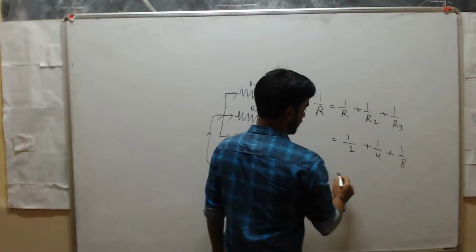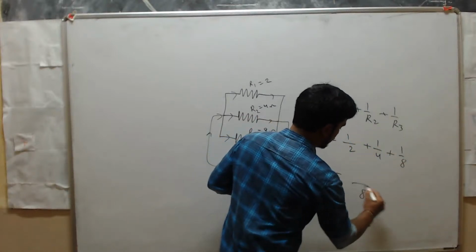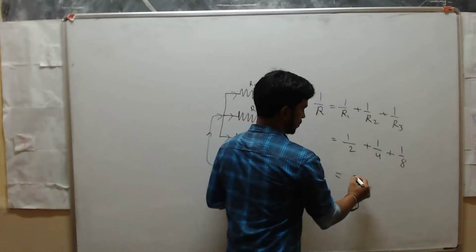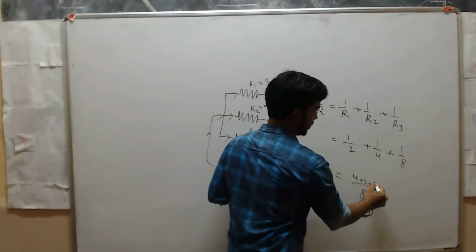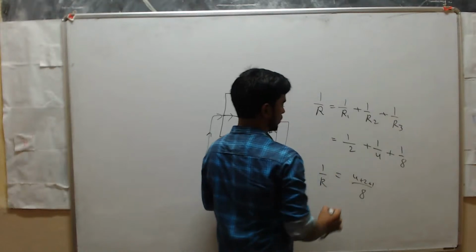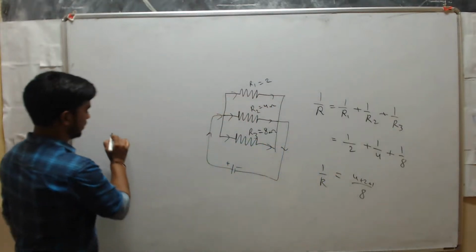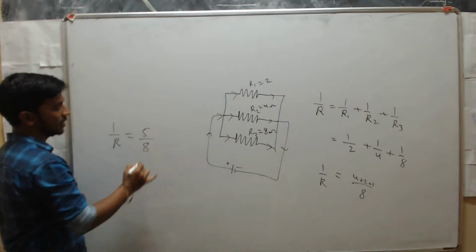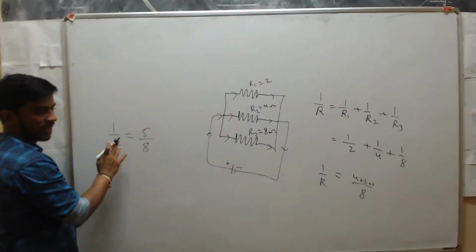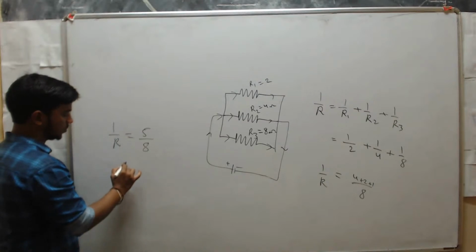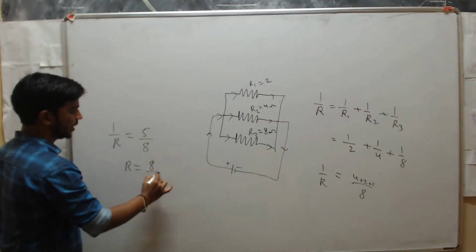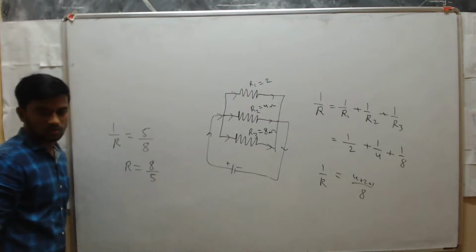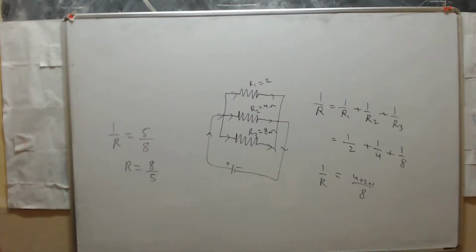So what is the LCM? The LCM is 8, right? So here 4 plus 2 plus 1. So 1 by R equals, just add, 7 by 8. Then we need R, right? So now just take the reciprocal, that is R equals 8 by 7. So what is 8 by 7?